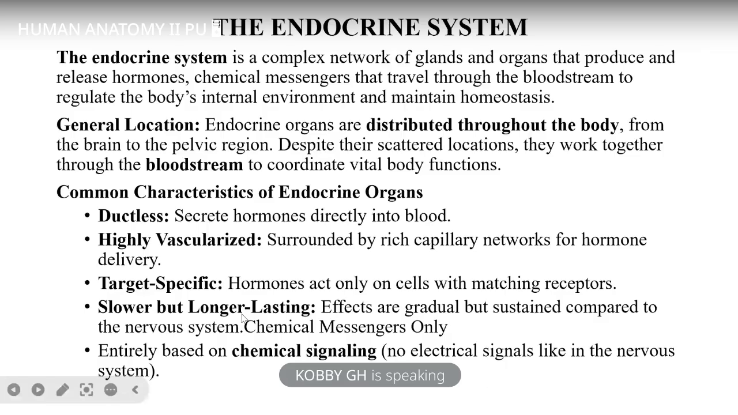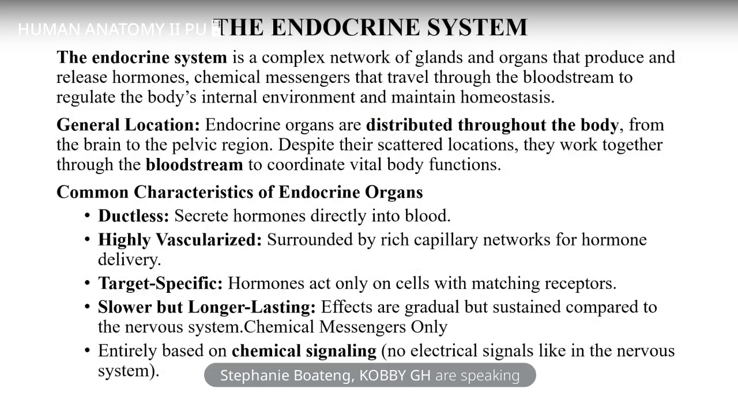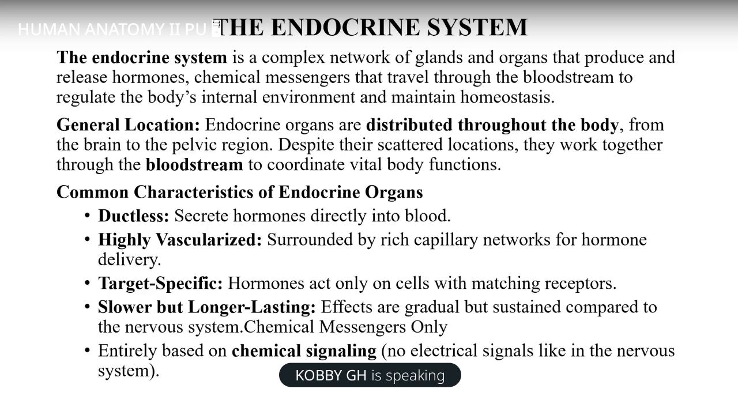So you remember that the nervous system is very fast. When it comes to nervous communication, it's very fast but short acting. When it comes to the endocrine system, it is slower. Let me give you an example of an activity controlled by the endocrine system. Imagine pregnancy was controlled by the nervous system.